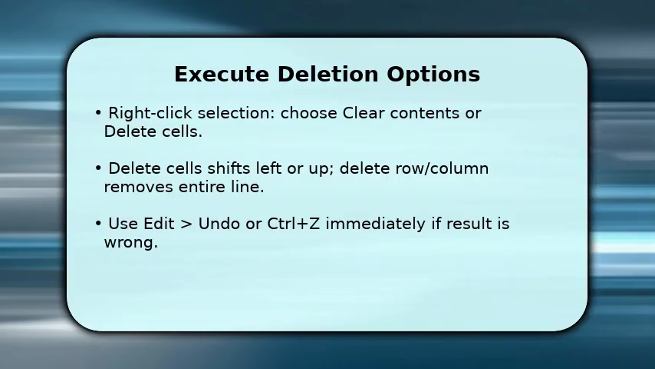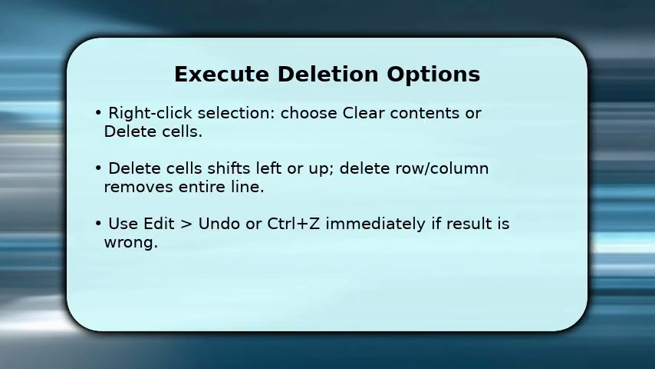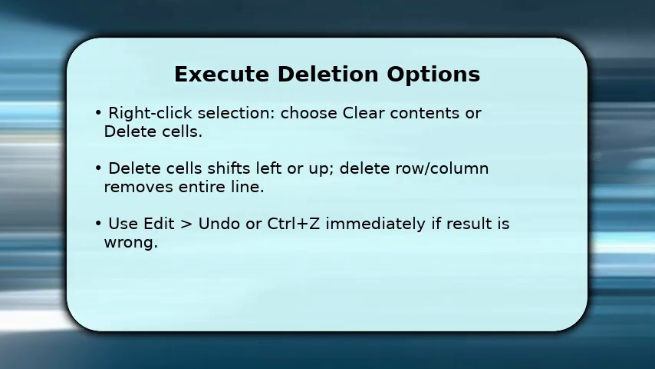Right-click the selection and pick Clear Contents to empty cells but keep Layout, or choose Delete Cells and decide whether to Shift Left or Shift Up. That determines how surrounding data moves. To remove full structures, delete the entire row or column from the menu.